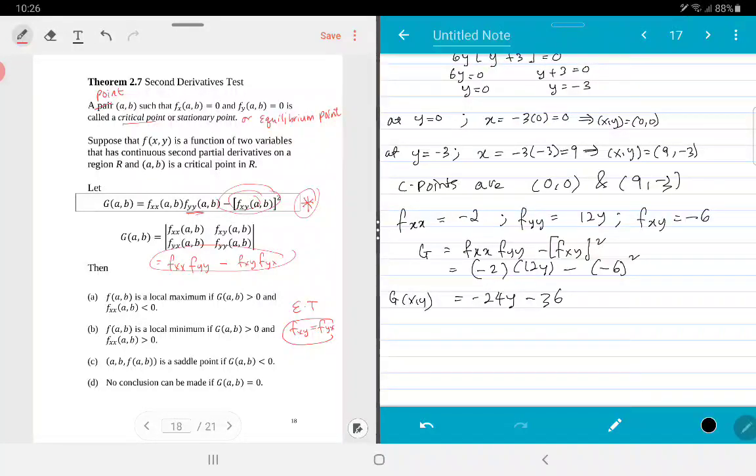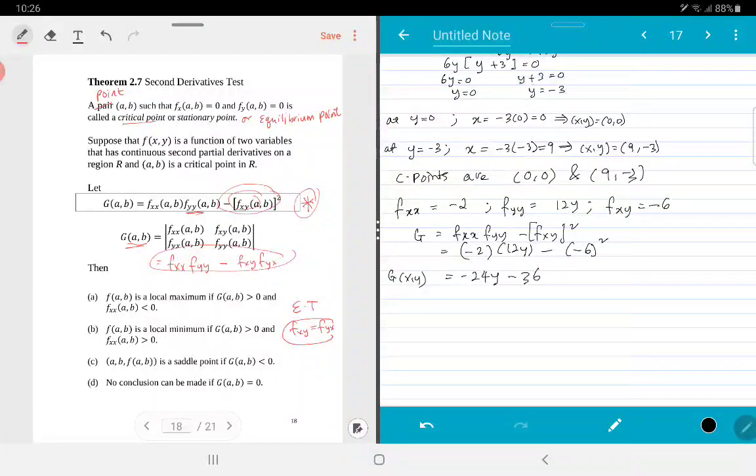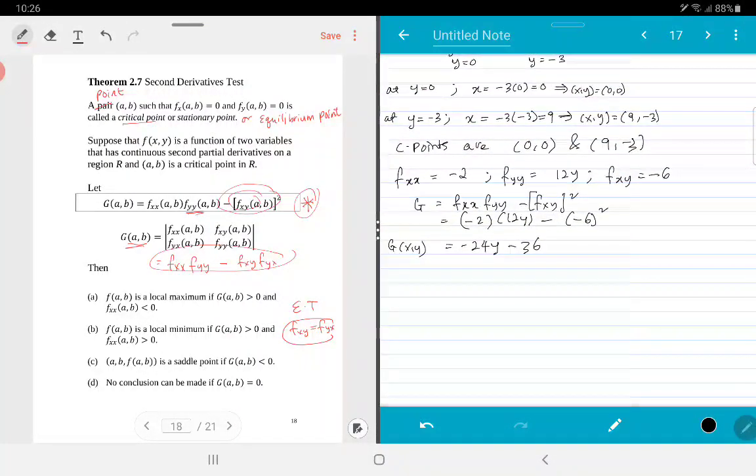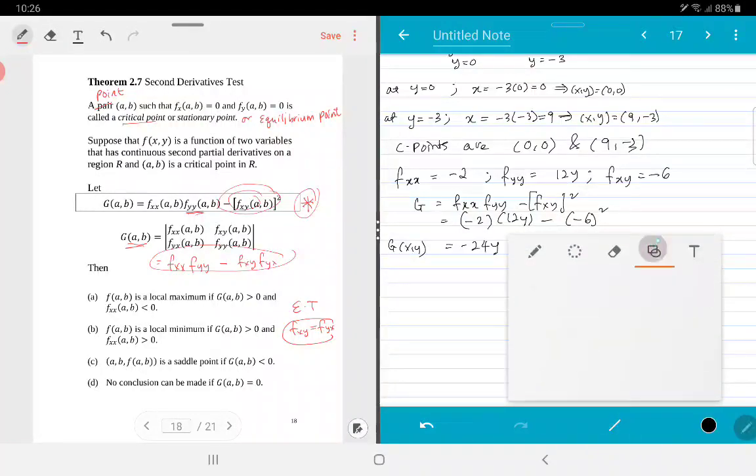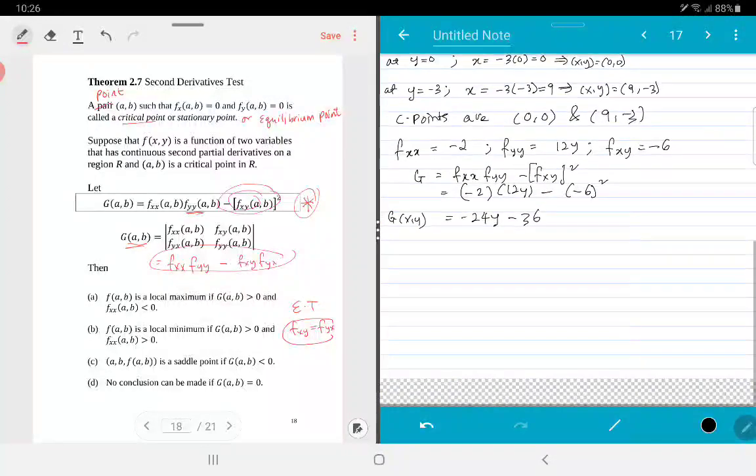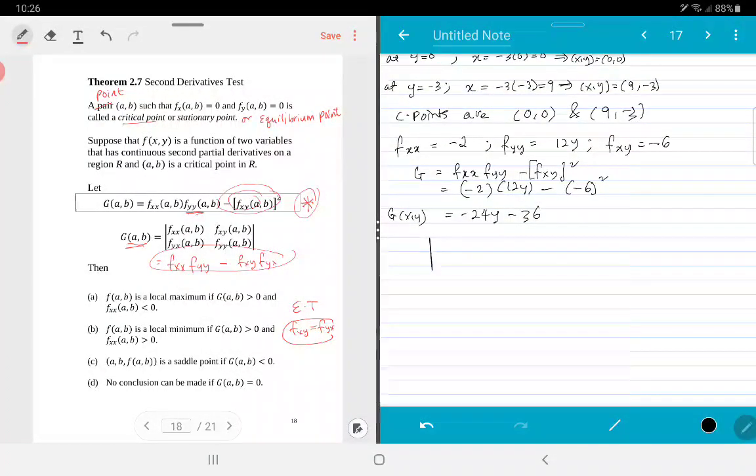Now we need to find g at those two critical points. Usually if we have more than one critical point, I'm going to use a table. It's more systematic that way. The table would have 4 columns. One is for the critical point, the other one is for g, and once we get g, we need to check for fxx because it can be positive or negative, so it can be local maximum or local minimum. And then the last bit would be the conclusion.